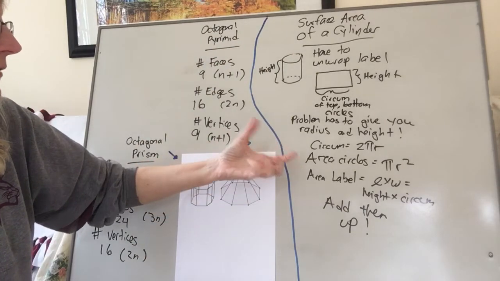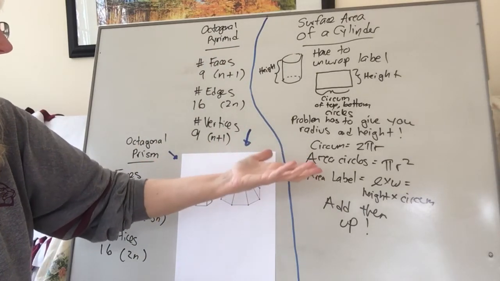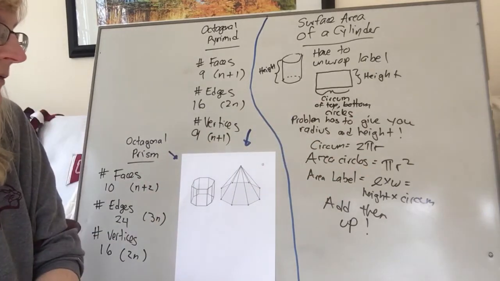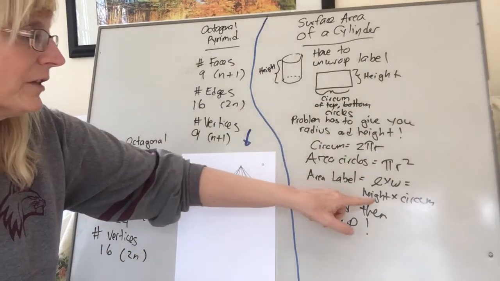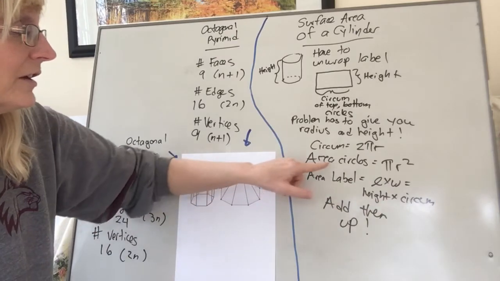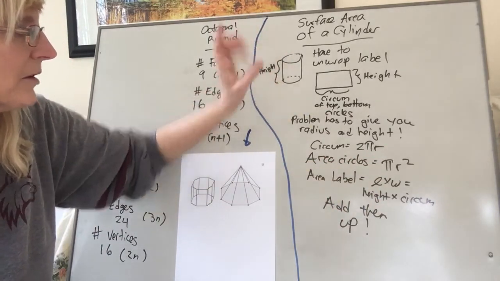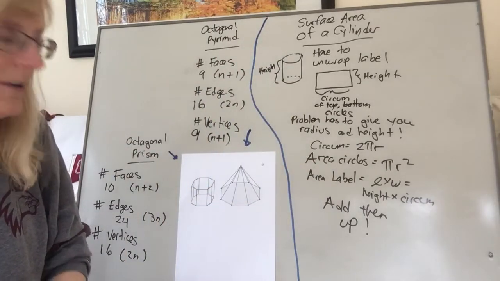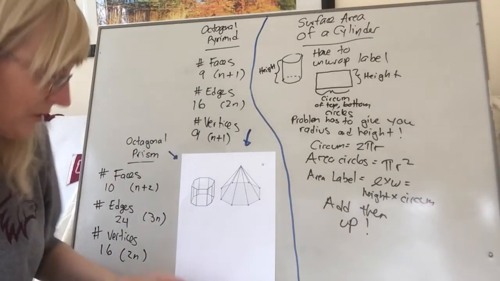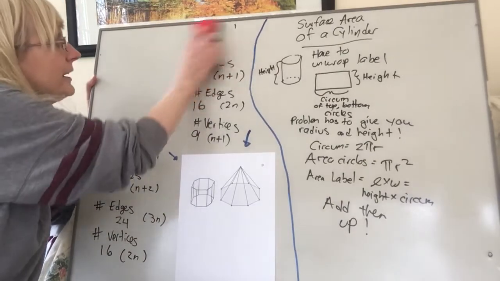So how do we do that? We have to find the area of circles. How do we find the area of circles? We do pi r squared. So you do the label, you end up doing the height times the circumference. You do the circles, you do pi r squared, add one circle, one label up, and you'll get the answer, okay?